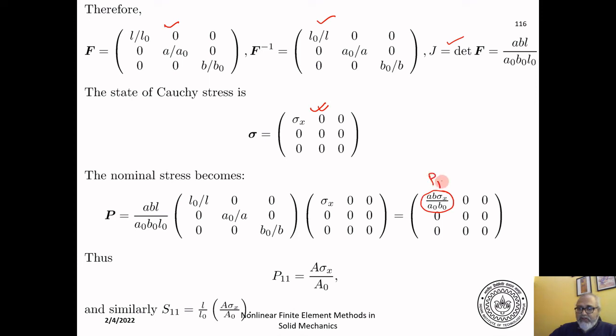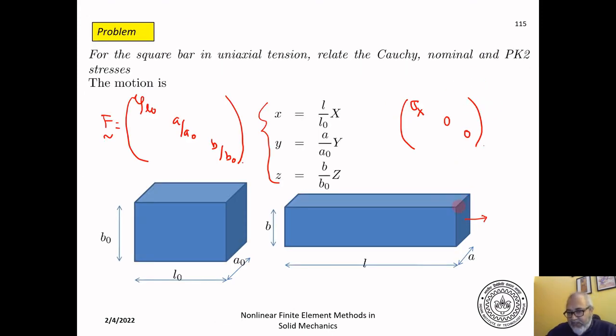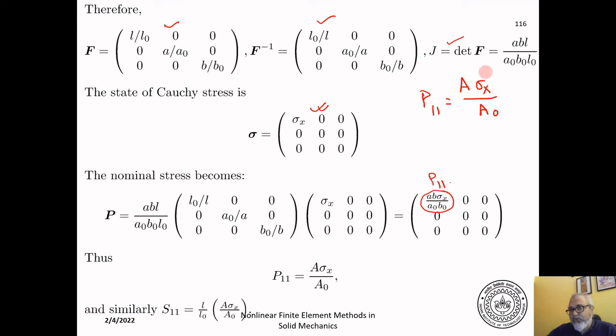So this is your P11, and P11 turns out to be A times sigma x divided by A naught, where A is the current cross-sectional area, and A naught is the original cross-sectional area in the reference configuration. So what the first PK stress gives is the true force that is transmitted through the current cross section divided by the original area in the reference configuration. From this example, you see that P11 is like the engineering stress, which is always divided by the original area, whereas sigma is more like your true stress. S can also be calculated, but it is difficult to ascribe a physical significance to S.